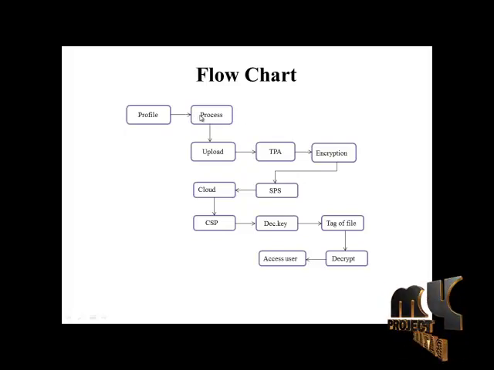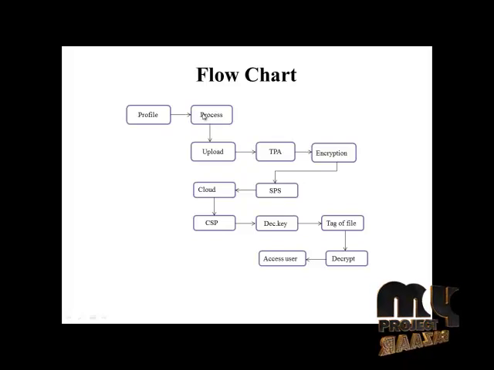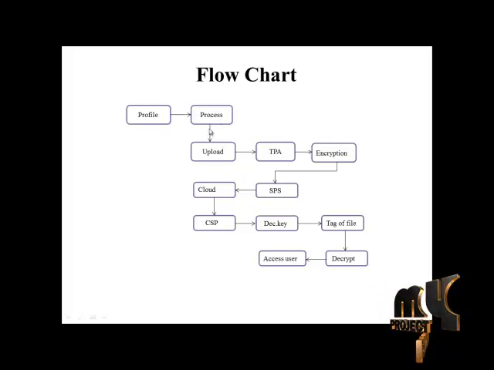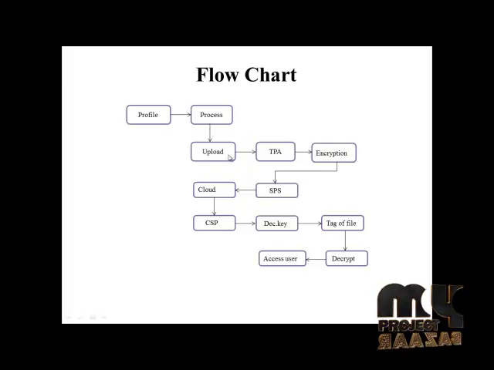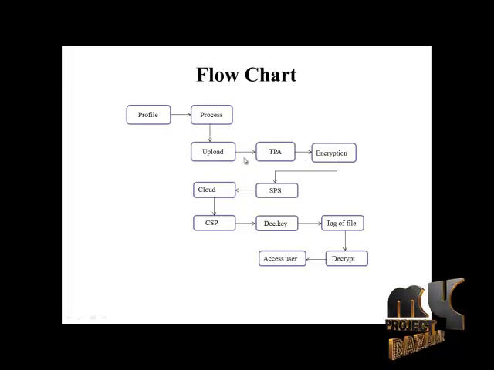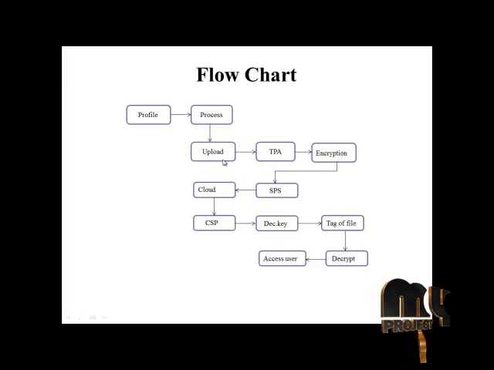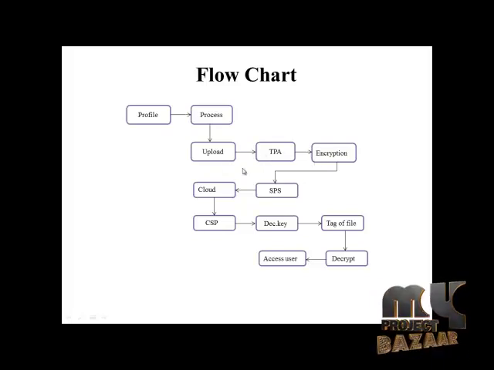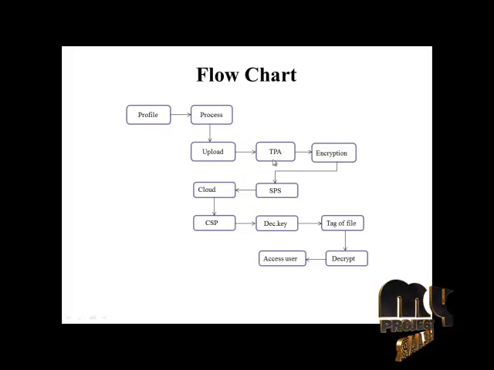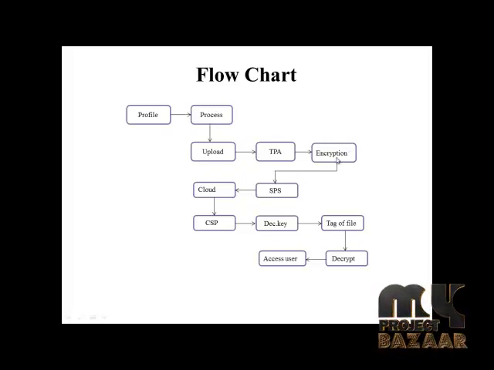Here the user selects which process, suppose upload or download. Now the user is clicking upload. The data owner is going to upload files to the cloud. Our goal is data encryption, and the encrypted data is stored on the cloud. So how do we encrypt the data? Here we use key generation, and we will encrypt the data.